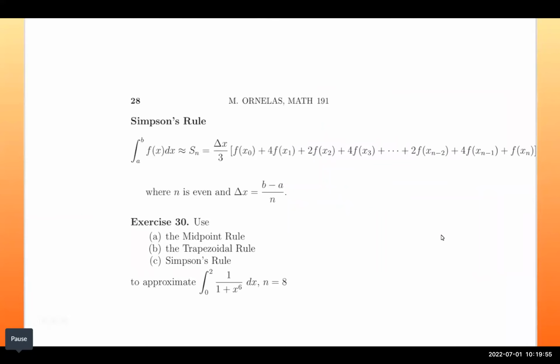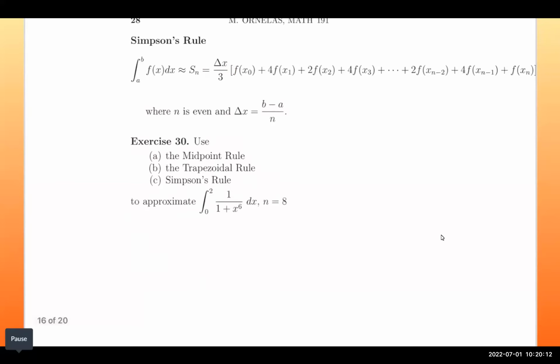And then Simpson's rule is similar to the trapezoid in that you're going to use 5 heights, 1, 2, 3, 4, 5, for 4 rectangles, or 4 sub-regions. And also you're going to divide by 3 instead of dividing by 2 for Simpson's rule. So let's take a look at an example. The one example we're going to use is this, and we're going to do all 3 rules.